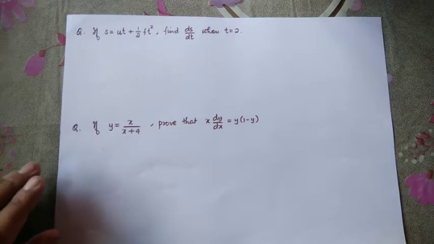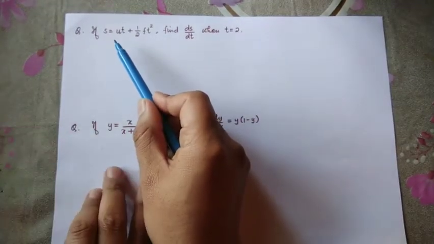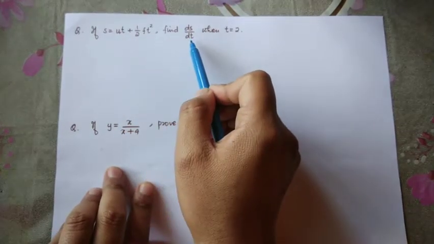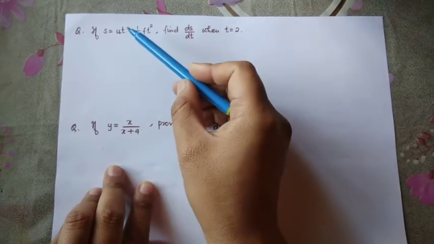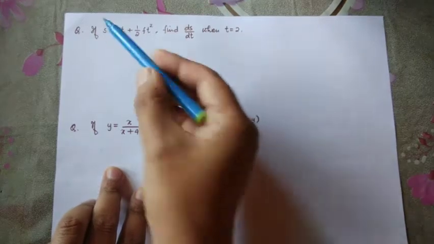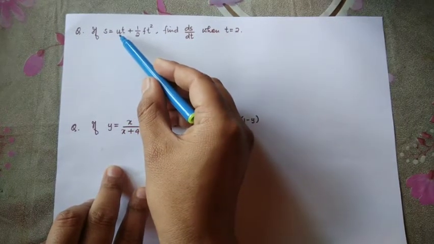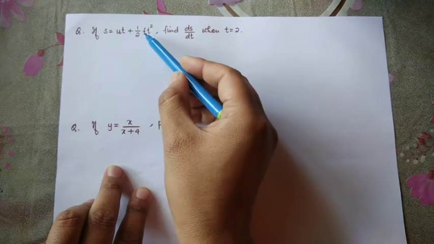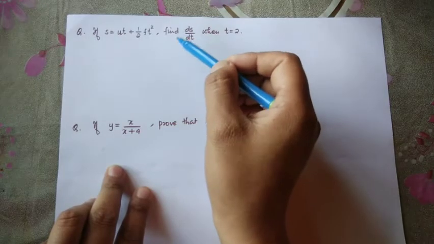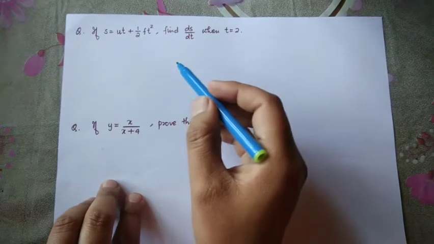Okay, now let us have a look at this particular sum. The question says, if s equals ut plus half ft squared, find ds by dt when t is equal to 2. This problem has been taken from your class 11 physics. S stands for distance, u stands for initial velocity, t stands for time, f stands for acceleration. So you need to find ds by dt, that is the velocity, when time is equal to 2. Let's see how to do this.